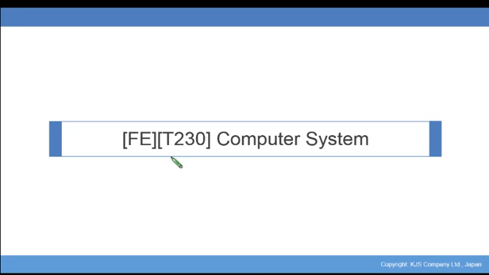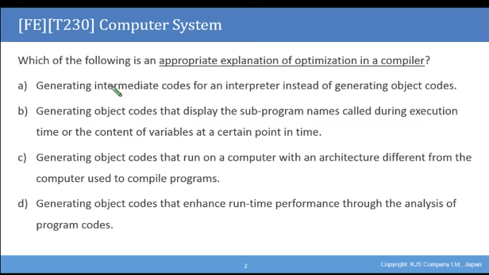This is FET230 Computer System. So in this video we're going to be looking at compilers. So the question here: which of the following is an appropriate explanation of optimization in a compiler?